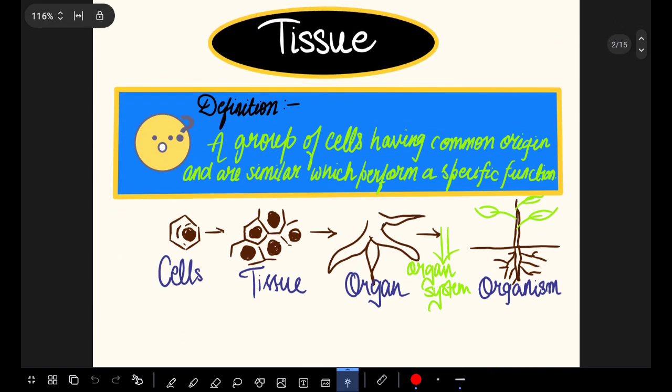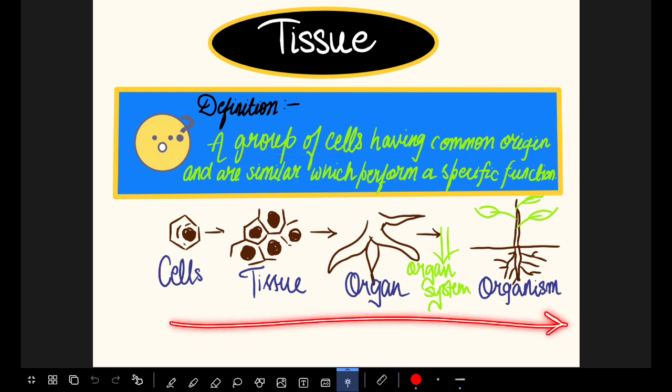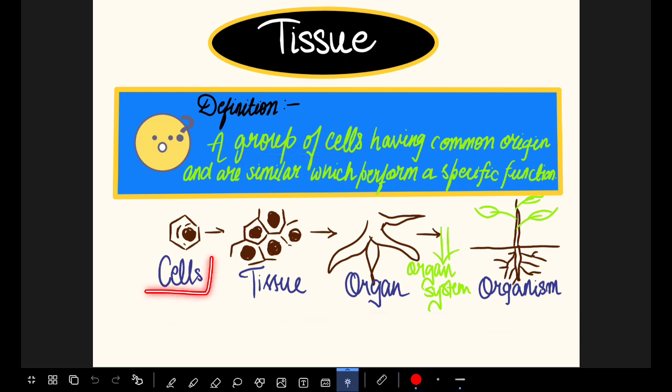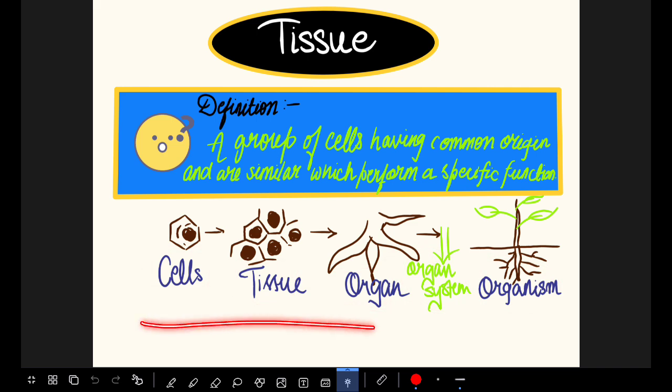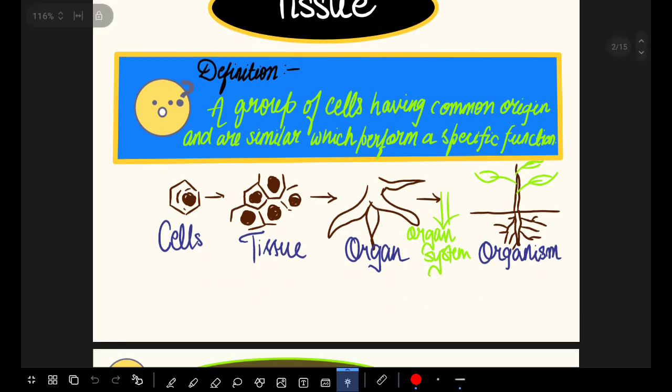The definition of tissue: a tissue is a group of cells having common origin and similar structure, which perform a specific function. So tissues are a group of cells or cluster of cells. Now you can see the level of organization given. Group of cells form tissue, tissues form organs, and organs form organ system, which form organism. So this is the level of organization in living organisms.